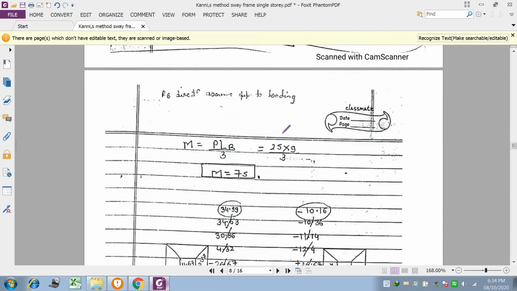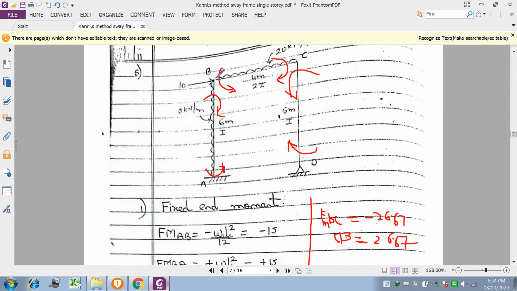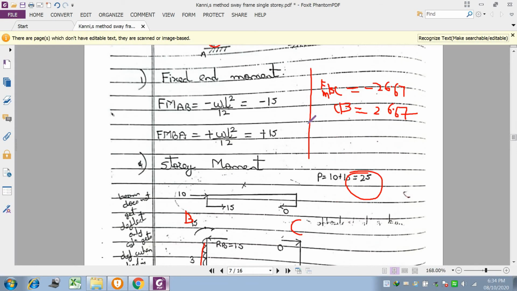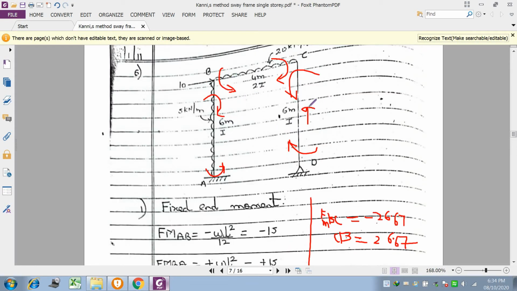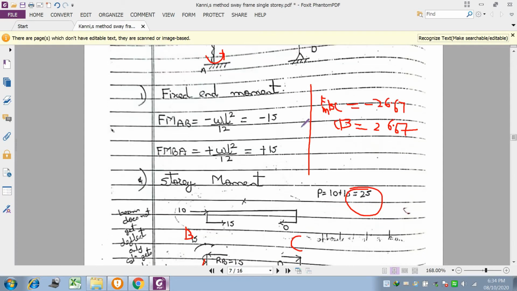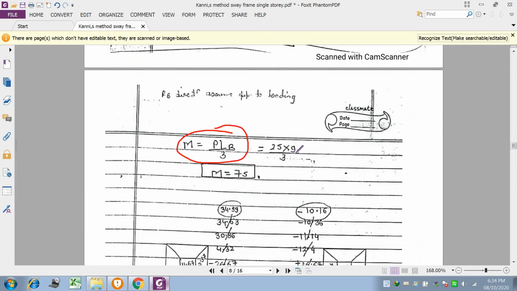Let us see how the story moment is calculated. The standard formula is M equals P LR by 3. LR is the reference length. What will be the reference length? For the fixed support, LR will be as it is, 6, but for the hinged support, LR will be equal to the span length into 1.5. So it will be 6 into 1.5, which is 9. Therefore LR will be the maximum of these two, so the maximum length is 9. Therefore we have taken LR as 9.